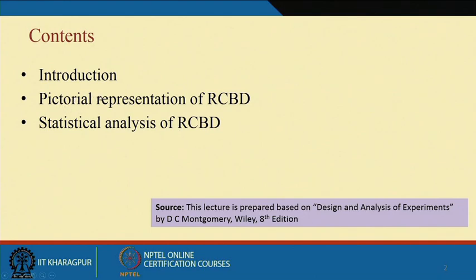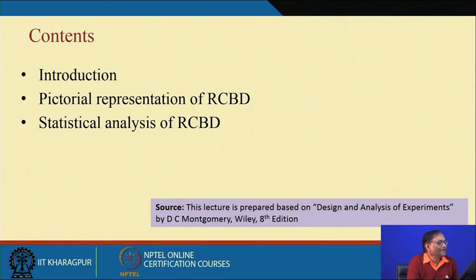We will first tell you when blocking is needed, that is under introduction. Then what is the pictorial representation of RCBD, how RCBD can be represented in terms of tables, some layout, and then one part of statistical analysis, that means how we partition the data as well as the total variability into different components, like the way we have done in one way analysis of variance, ANOVA.